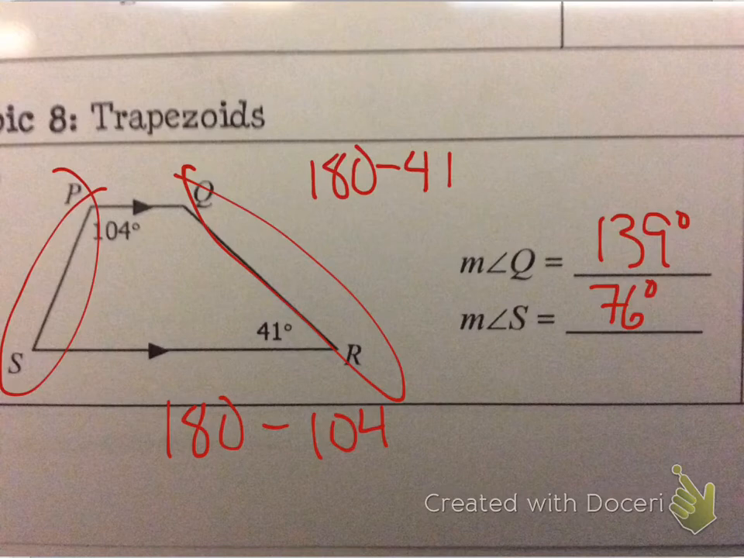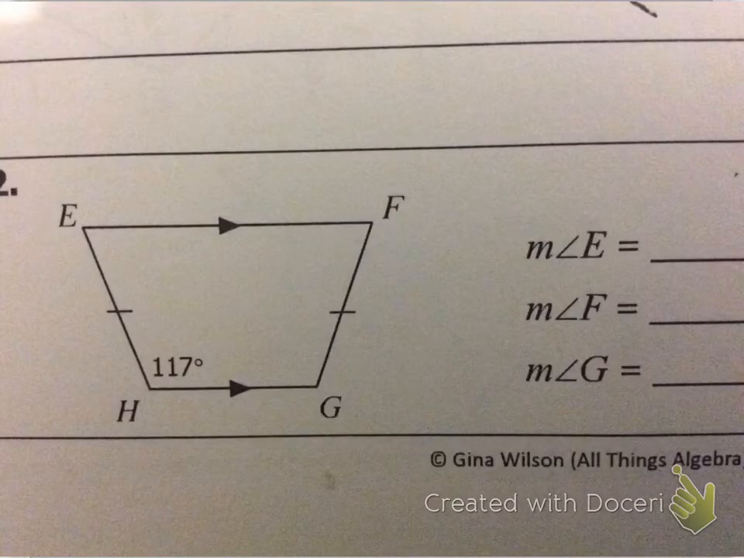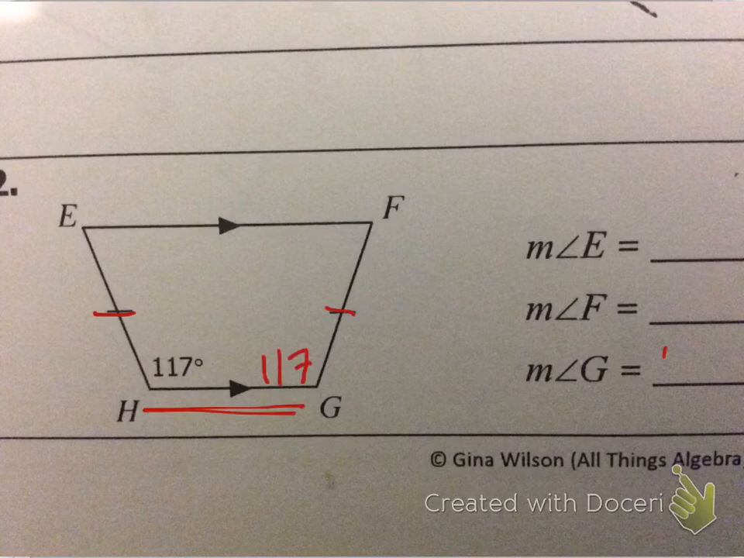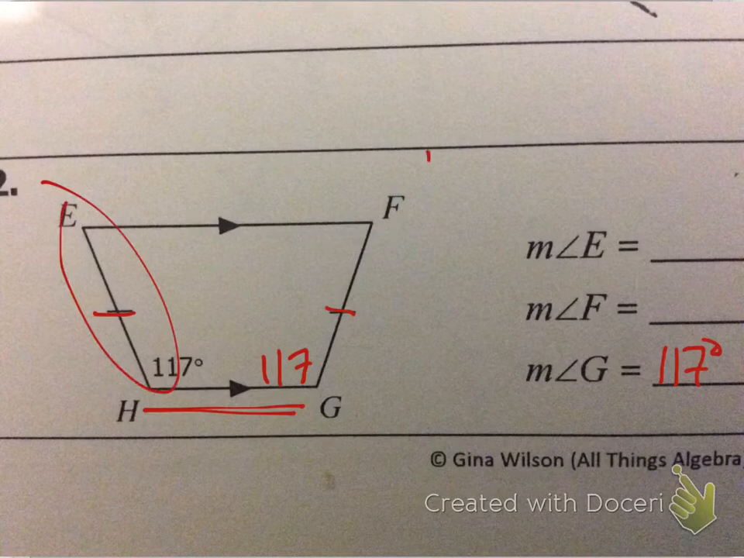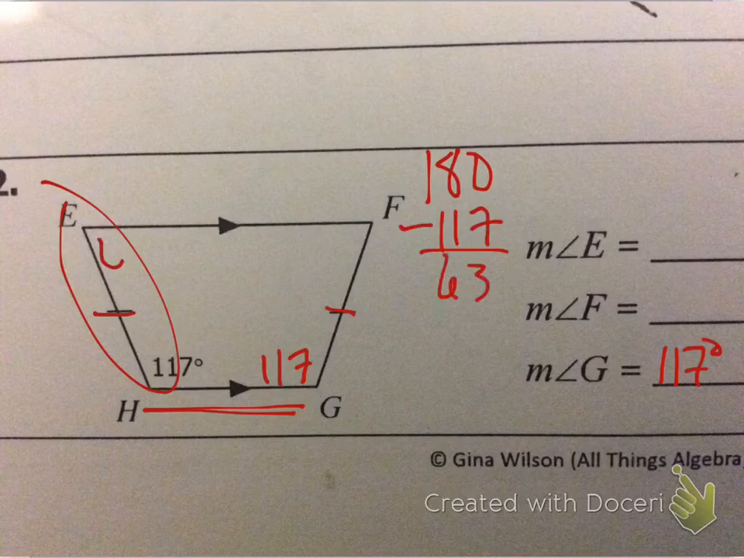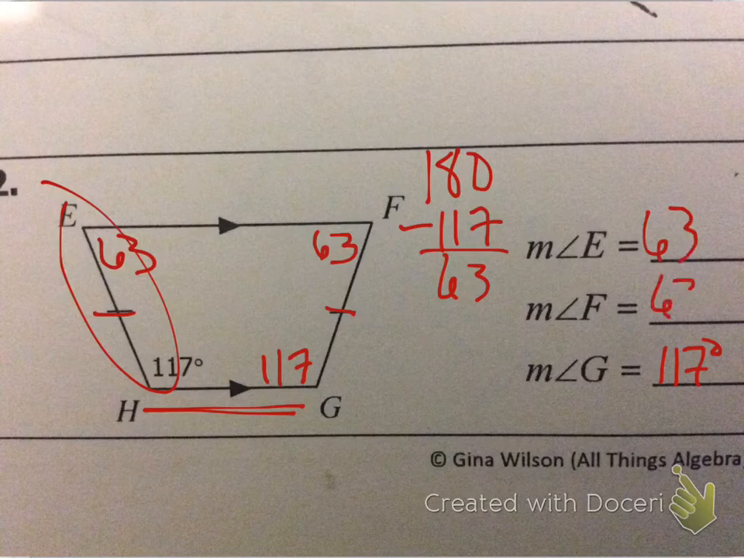Okay, I probably wouldn't do anything too different. On this one, they're only giving you one angle, and this is an isosceles trapezoid. That means these two are the same. So 117 would subtract from 180. So if I say 180 minus 117, I get 63. This would be 63, and so would this. Again, fairly easy peasy type of thing, right?